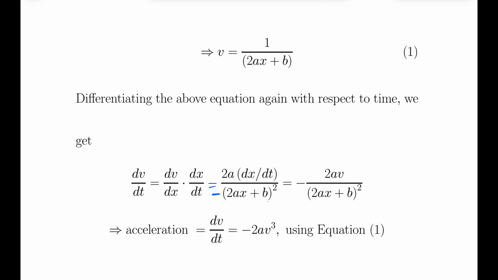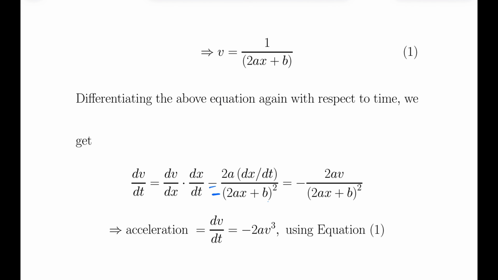So we have to find the acceleration. Acceleration is the rate of change of velocity. Because this expression does not have t, we must somehow introduce t in this equation. How do we do that? We differentiate v with respect to t. So this is dv upon dt. You can write it as dv upon dx into dx upon dt. Now dx upon dt is v.